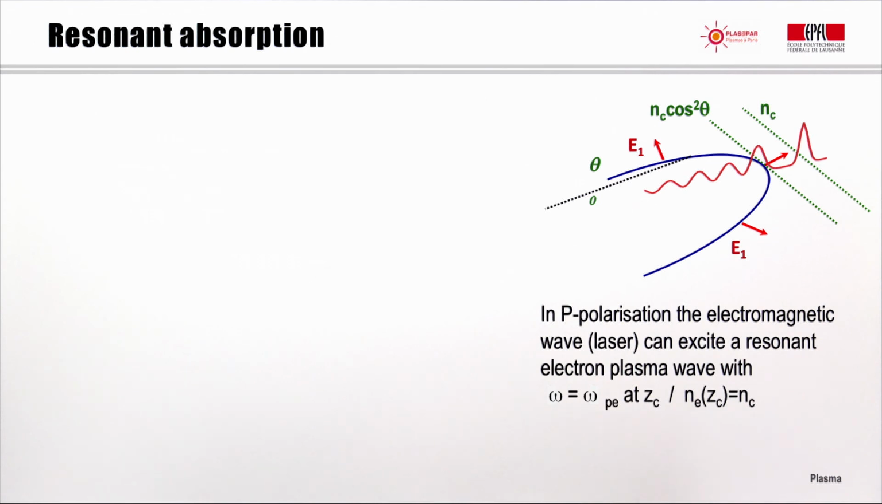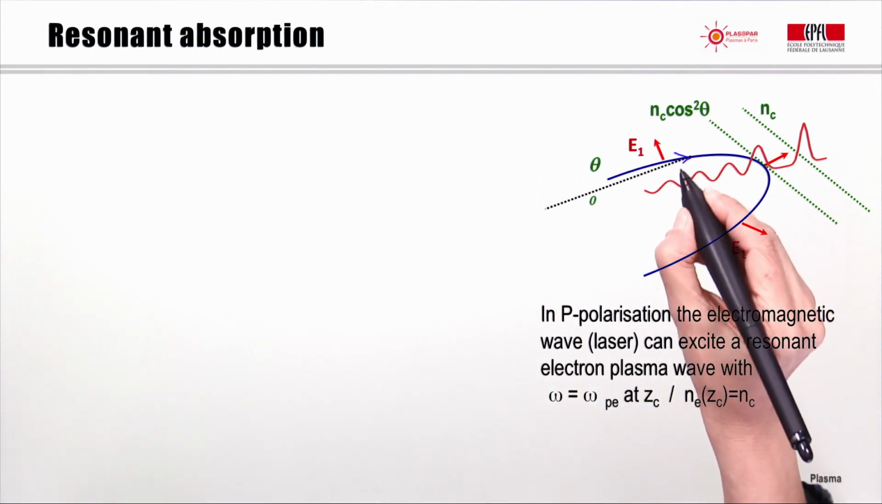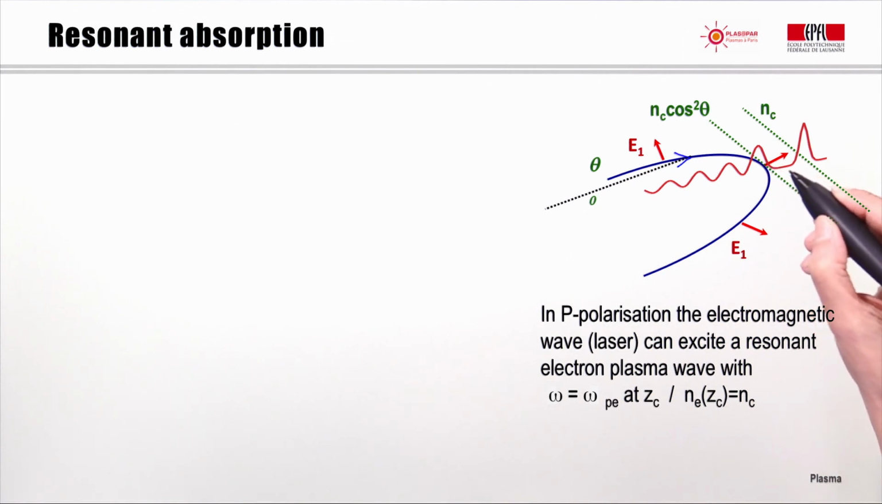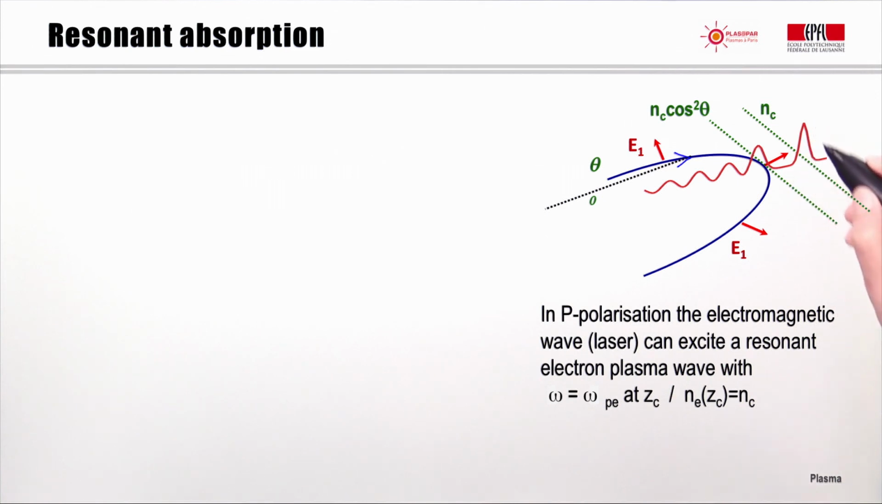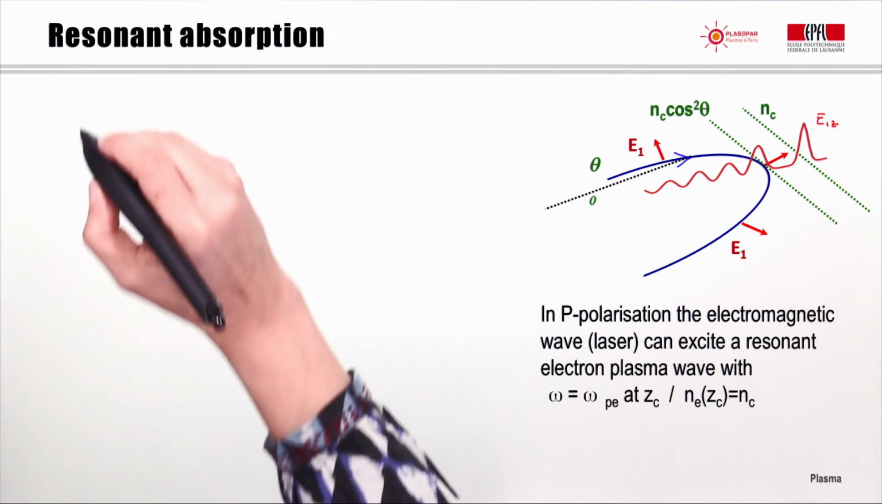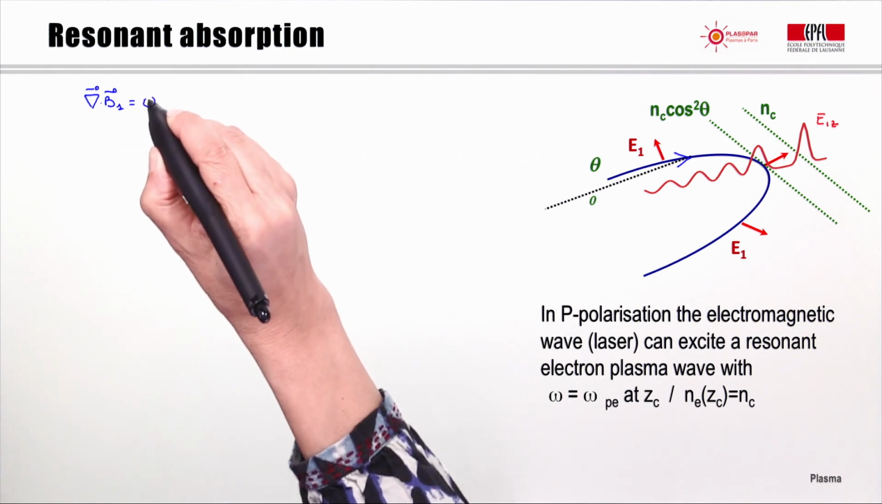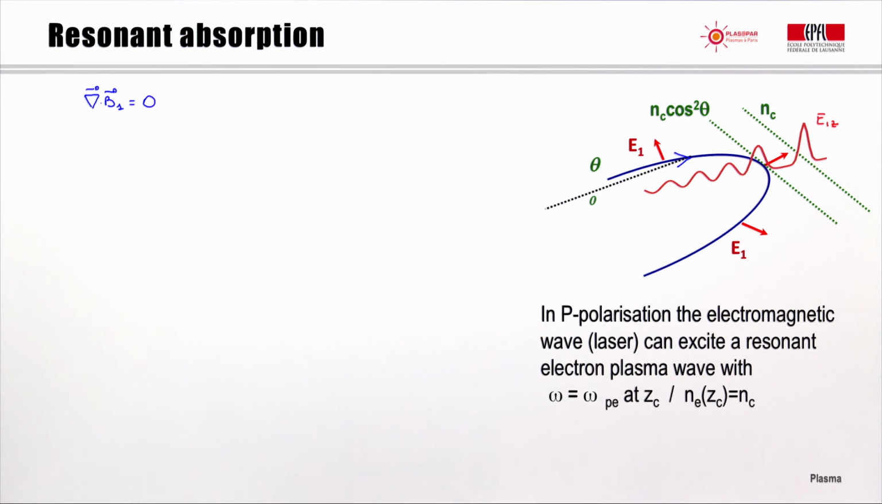The discussion of the previous slide is summarized here. In P polarization, the electromagnetic field that is incoming from this direction at an angle will be reflected at the turning point. However, the evanescent part of the field will be able to penetrate up to the critical density, where it can excite a resonant electron plasma wave at very large amplitude. So what I'm showing here, of course, is the Z component of the electric field, and this is the plasma wave. We can give the mathematical solution for the electric field. However, since the divergence of B is always 0, and in P polarization we only have one component for the magnetic field, it is more convenient to solve for the magnetic field and then express the electric field in terms of the magnetic field by Faraday equation.